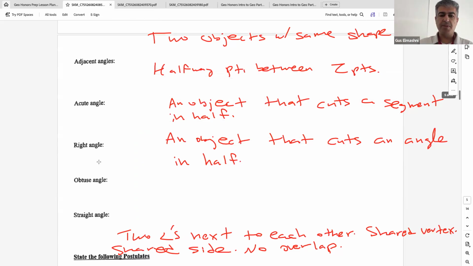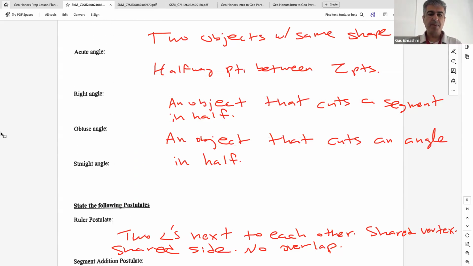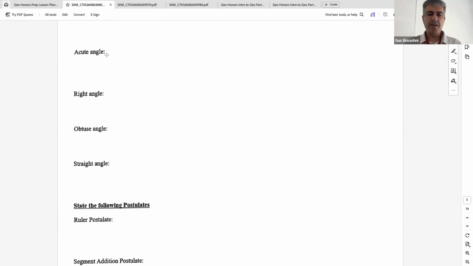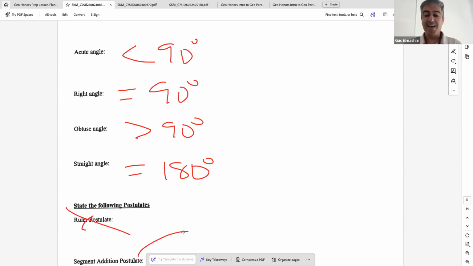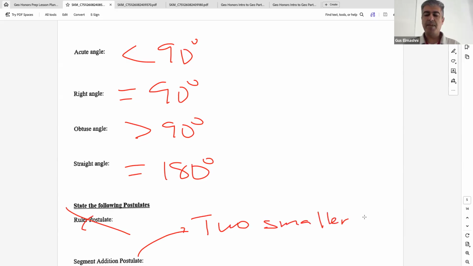I know you guys are getting a little ahead, so let me do this a little more quickly. Acute angle: less than 90 degrees; right angle: equal to 90 degrees; obtuse: greater than 90 degrees; straight: equals 180 degrees. Boom, boom, boom. Okay, that's done. We're good. Ruler postulate, honestly, I don't care about that. Segment addition postulate: two smaller segments that add to a big segment. That I do care about.